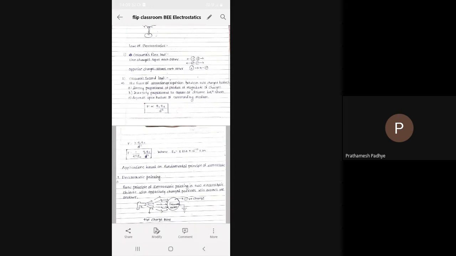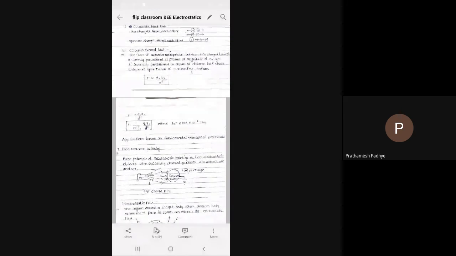Coulomb's first law. The first law states that like charges repel each other, meaning positive charges will repel each other as shown in the diagram, and negative charges will also repel. But opposite charges, when they come near, will attract each other. So here a positive and a negative charge will attract each other.